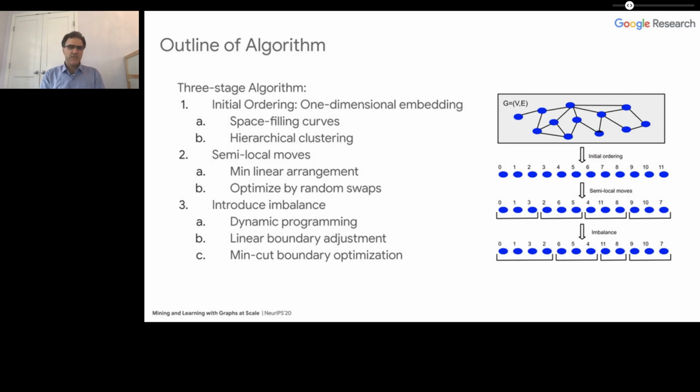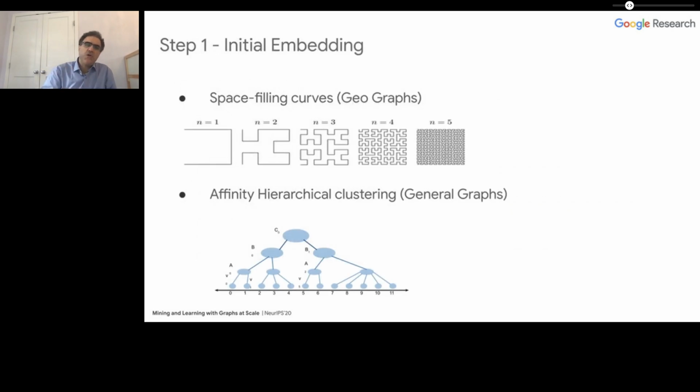The first stage of the heuristic is to compute an initial ordering of nodes, and over there we actually use affinity clustering. It's an important part of the algorithm that gives us the initial partitioning. Then we use this initial partitioning to optimize further using semi-local moves or boundary optimization, as you see here. There are different techniques that are applied in post-processing. Let me tell you about the initial ordering, which is an important part of the algorithm.